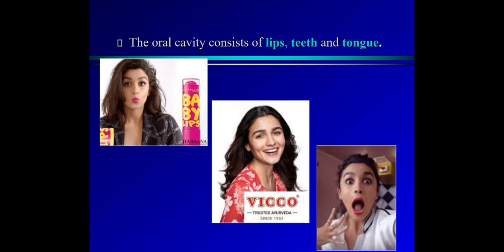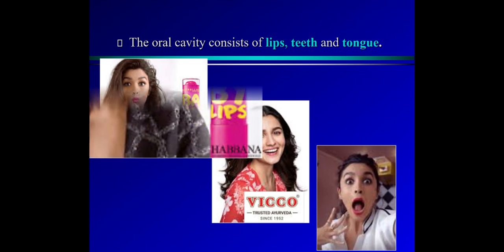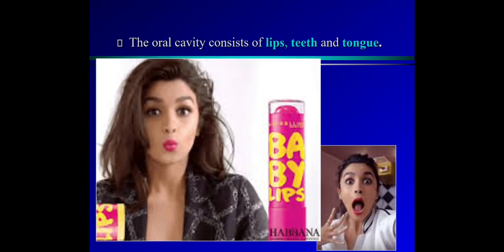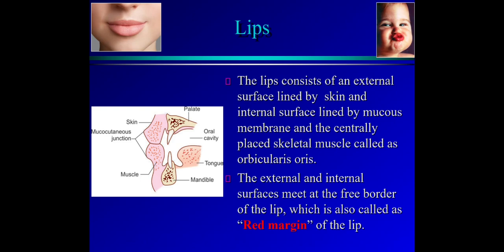The oral cavity consists of the lips, teeth, and tongue. Okay, so first we'll discuss the lips. The lips consist of an external surface lined by skin and an internal surface lined by the mucous membrane, and centrally placed there is the skeletal muscle called the orbicularis oris.